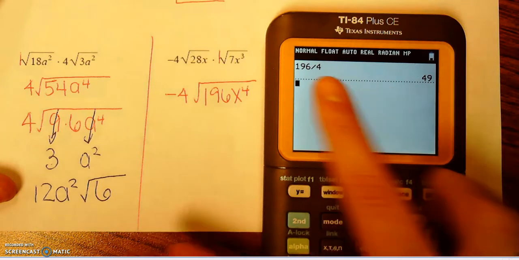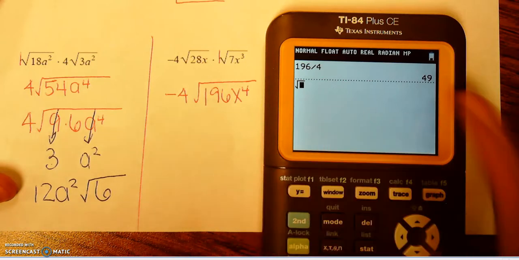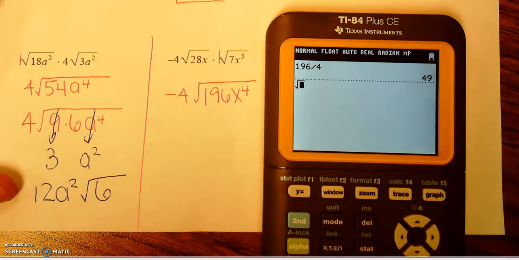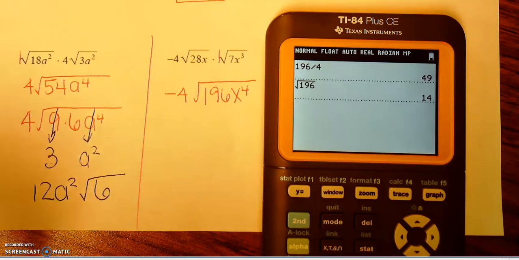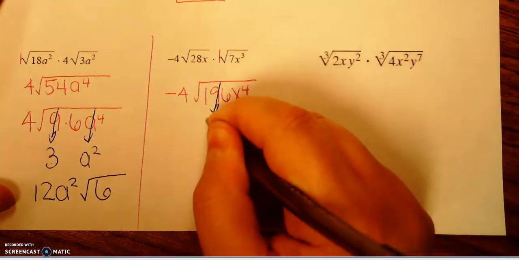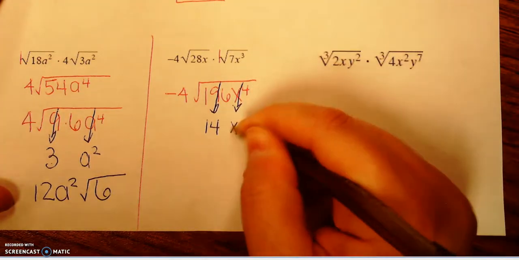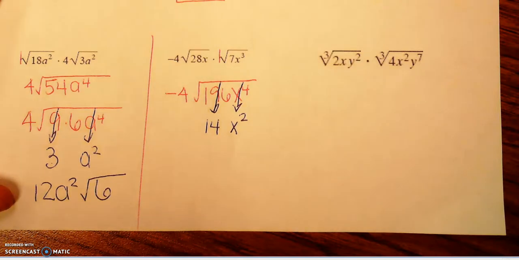All right, those are both perfect squares. Let me check something real quick. If those are both perfect squares, then the actual number should be a perfect square, and it is. So 196 is actually a perfect square. So the square root there is 14. And so no radical, the number. This is divisible by 2. And so this is going to end up being a perfect square here.